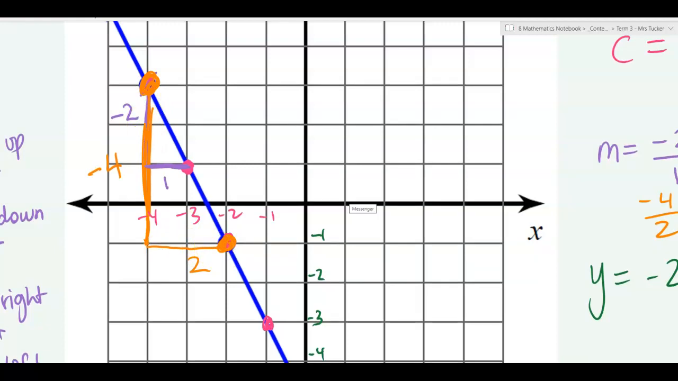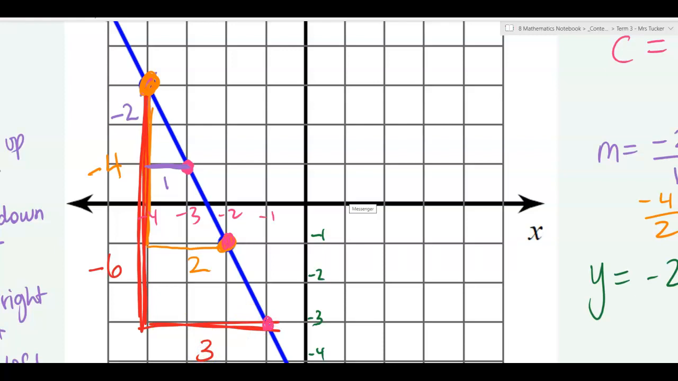Okay, and I just had a great question. Does it always run 1? Let's look. We've got in orange, it ran 2, and then in red here, what's my rise now? -6, good. And what's my run here? 3, which still -6 over 3, it's -2.